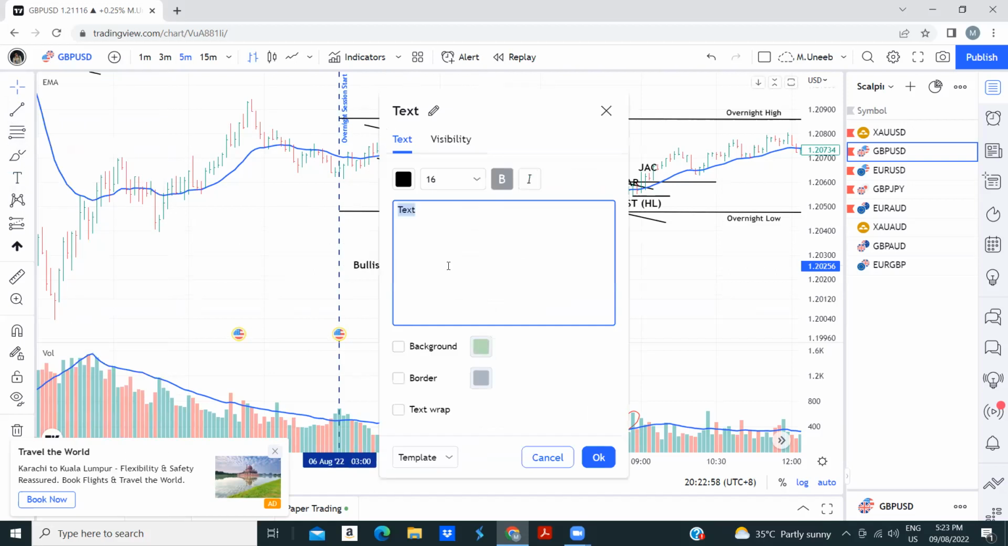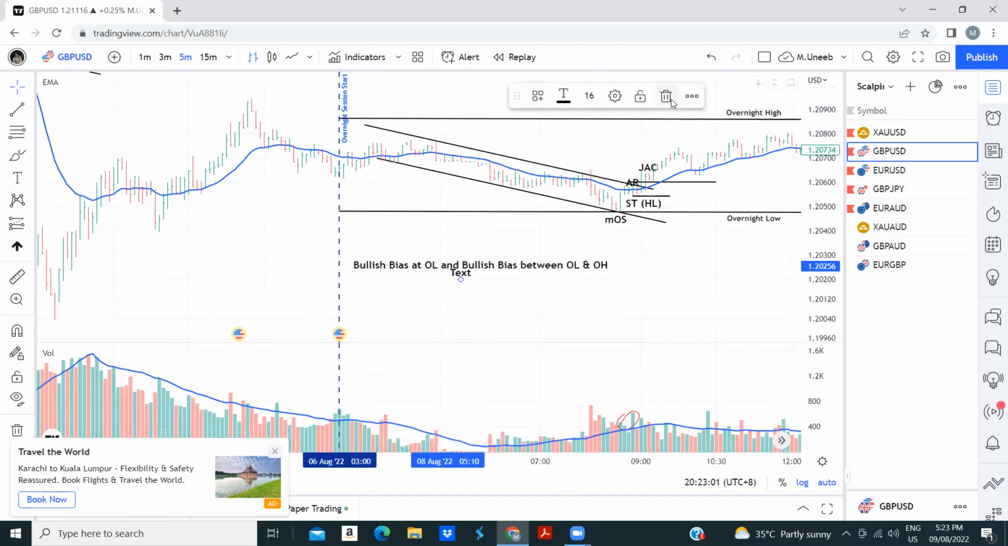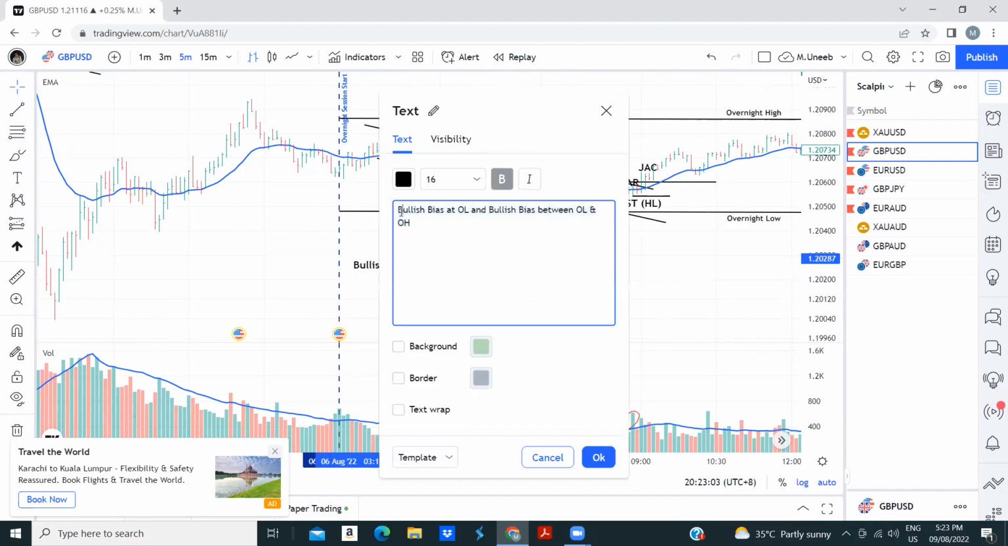Now we write it down and change it. How do we change it? I'll tell you. Long-term bias at overnight low is bullish, right? Short term is, can you tell me? Bullish. Right? Any confusion? No. Okay.